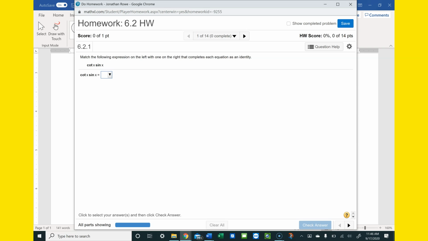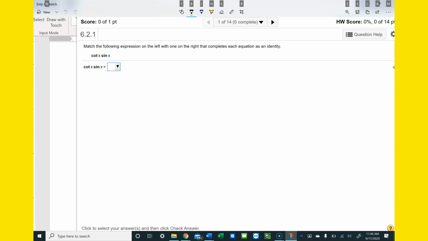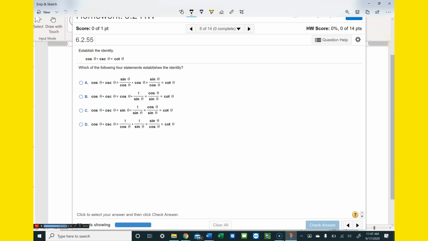Immediately, what I'm thinking is I can get these things in terms of sine and cosine. So cotangent can be rewritten as cosine over sine, and then it's times sine, which those will then cancel, and you're just left with cosine. So that's how we can simplify that expression. All right, let's look at number 5.